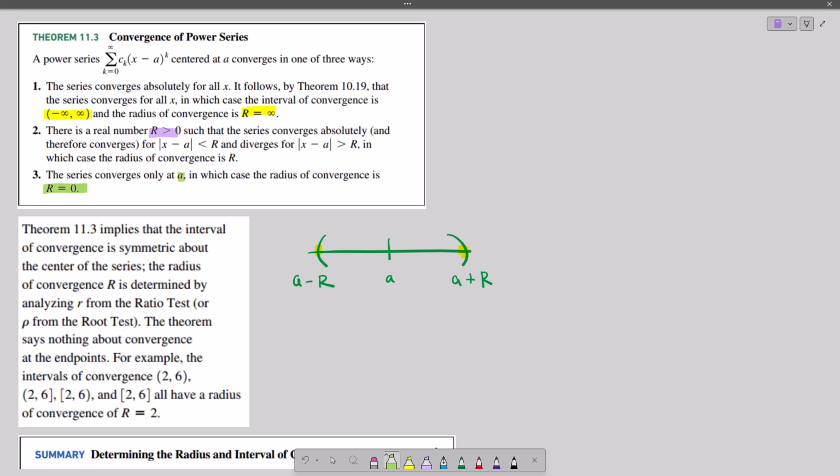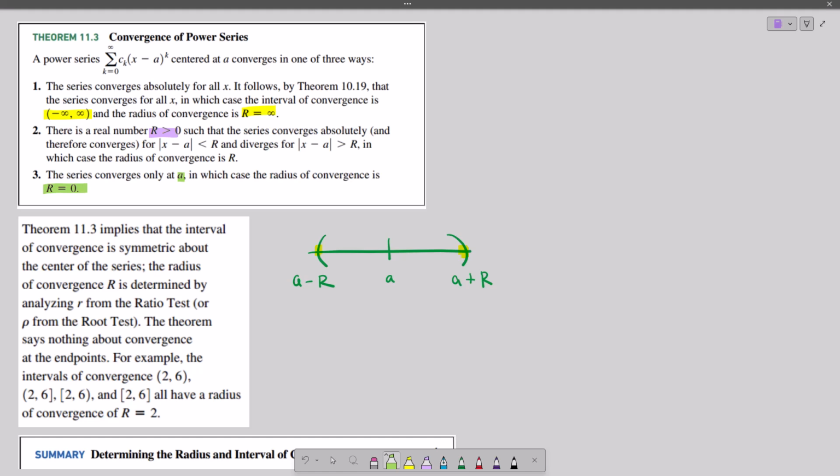Every series will converge at its center, but if that is the only place it converges, that's a very boring case: the radius is 0, because it only converges at one number. There's no extra x's for which it converges. So boring case, but in your mind, make sure it's clear that this series converges at a.